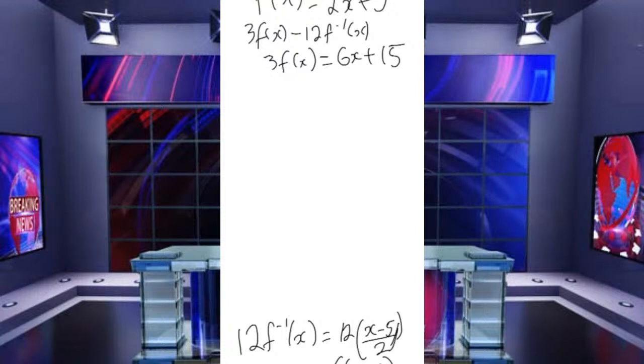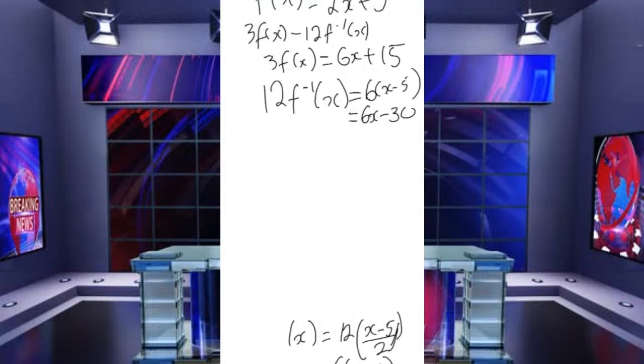So the second thing we need, which is 12 f inverse of x, is the same thing as 6 into bracket x minus 5. We can open up the bracket so that we have 6 times x, then 6 times minus 5, so that you have 6x minus 30. Okay. So this is going to be 3f of x. Don't forget that's what we want to simplify.